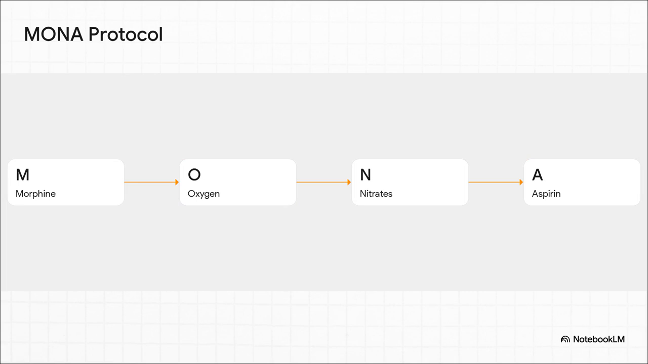And a really classic way to remember the first steps is the mnemonic MONA. That's M for morphine to help with the pain, O for oxygen if their levels are low, N for nitrates to open up those blood vessels, and A for aspirin to help stop the clot from getting bigger. It's a simple, powerful way to remember how to take immediate action.